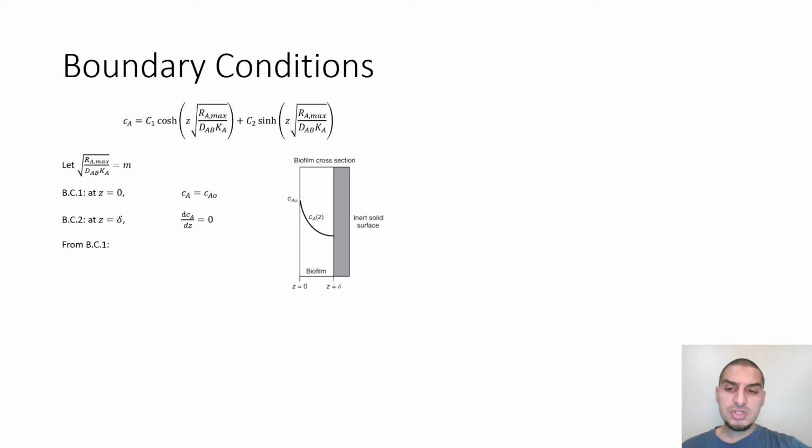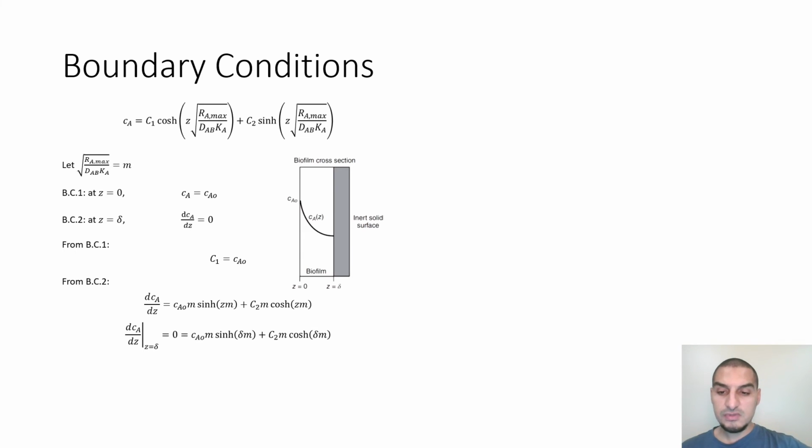So from the first boundary condition, it's going to be exactly like the previous problem. The cosine is 1, the sine is 0, so Ca node equals C1. For the second, I need to get the derivative so that I can set the derivative equals 0. I'm going to take the derivative, using m instead of the square root. So it's Ca node multiplied by m, which is the derivative of this, multiplied by sine Zm plus C2 m cosine Zm. I'm going to substitute the boundary condition information, putting delta instead of Z and dCA/dZ equals 0. And from this I can get C2, which is negative Ca node tanh delta m.